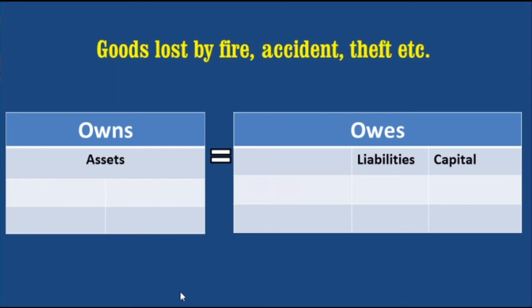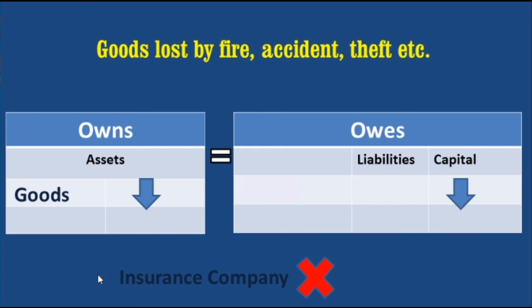Goods lost by fire, accident, theft, etc. When goods are lost by theft, fire, accident, etc., then the following treatments are made in the following situations. When goods are lost and the insurance company does not admit any claim, it decreases the stock of goods on the asset side and also decreases the amount of capital on the other.